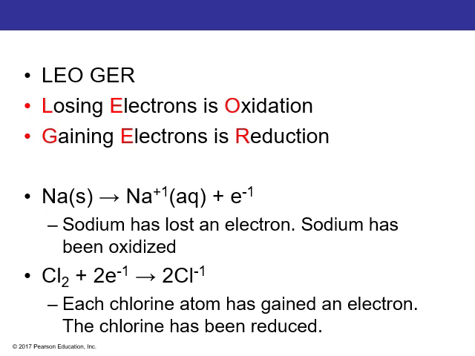Sodium was oxidized. Sodium's reacting with chlorine. So if sodium is oxidized, who oxidized him? Obviously chlorine. The other guy he's reacting with. So you've got sodium would be our reducing agent, and chlorine would be our oxidizing agent.